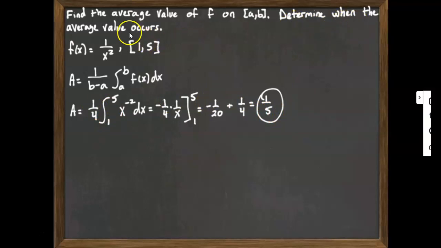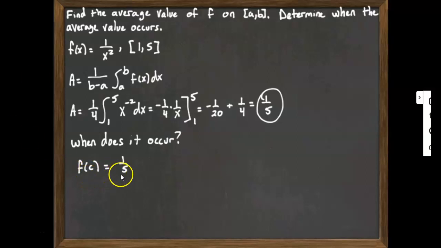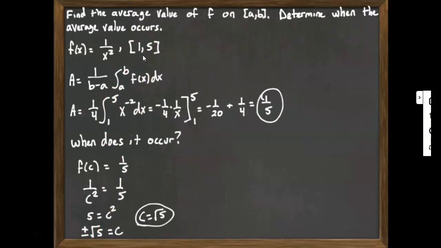The next question is, when does the average value occur? So when does f take on the average value? What we do here is set f equal to that average value. We're trying to find out what values of c would give us this average value. Plug that in: 1 over c squared equals 1/5. We can cross multiply. 5 equals c squared. So take the square root. That would give us plus or minus the square root of 5. But we're in the interval 1 to 5. Negative square root of 5 doesn't play in the interval 1 to 5, but square root of 5 does. And so square root of 5 is that value in the interval.